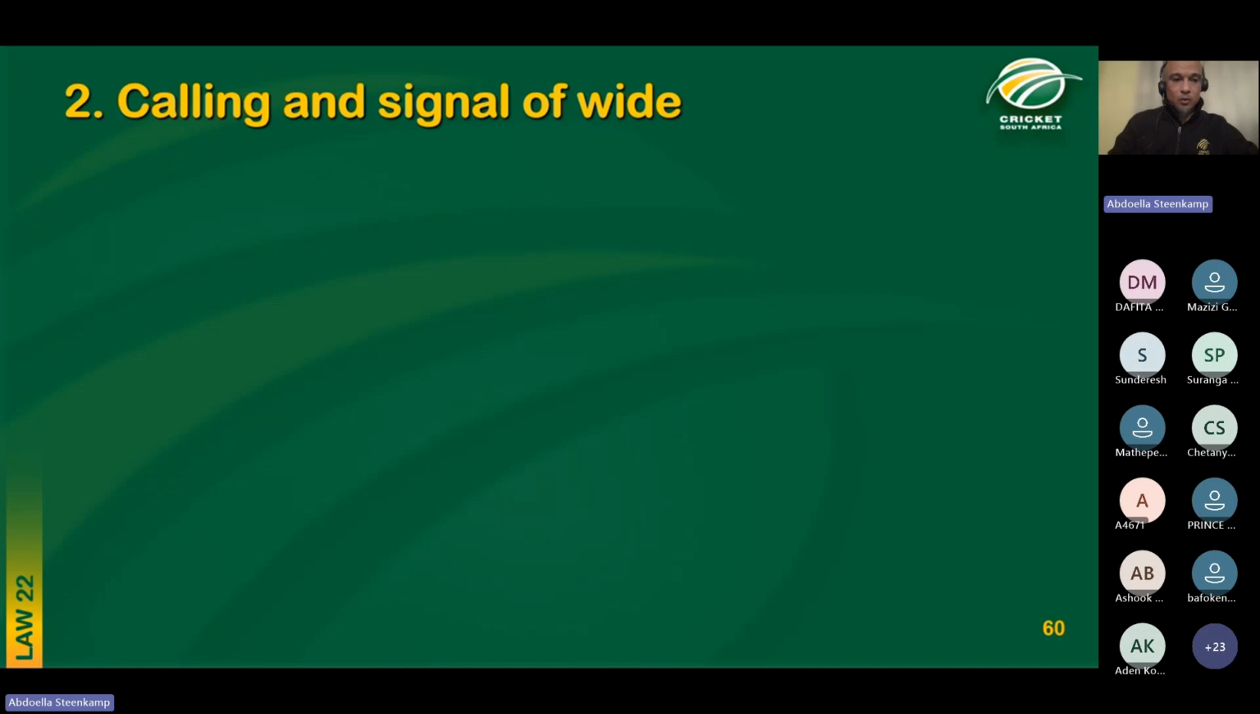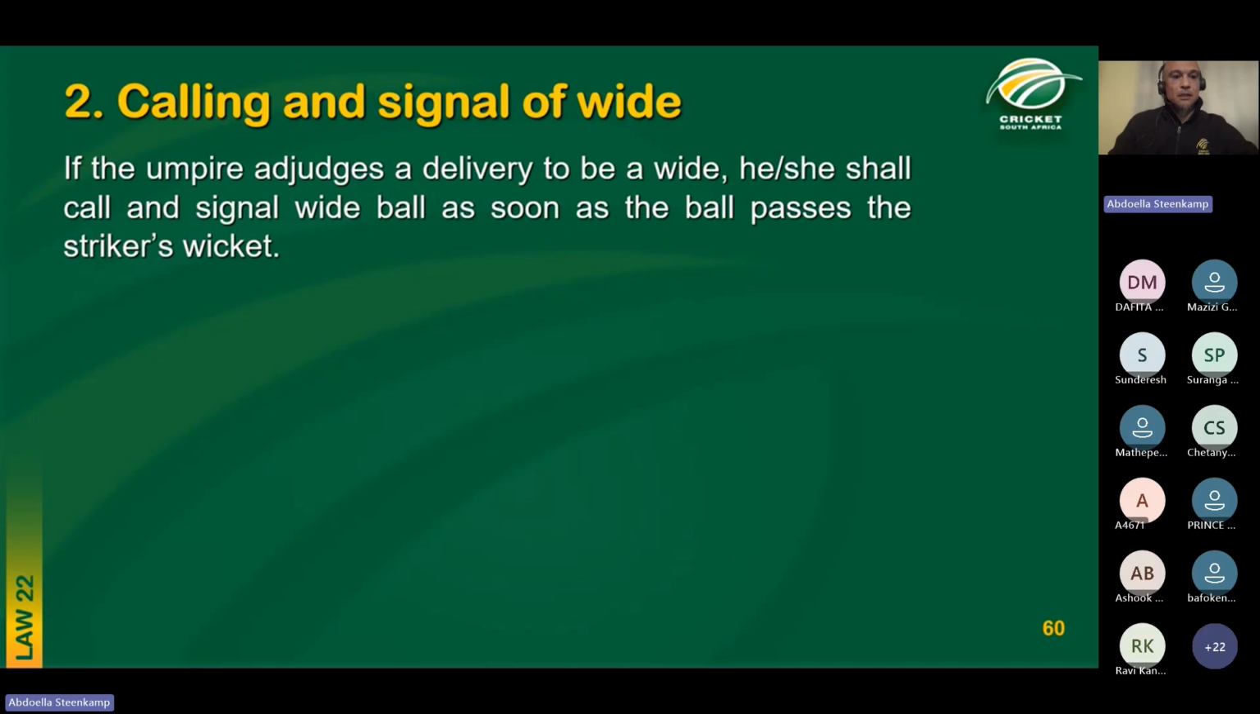When it comes to wide ball and the calling and the signaling of wide, if the umpire adjudges the delivery to be wide, the umpire needs to only call and signal wide as soon as the ball passes the striker's wicket. Don't be in a hurry to call wide. Delay your call. First, wait till the ball passes the striker's wicket. And once it passes the striker's wicket, then you can call and signal wide ball.